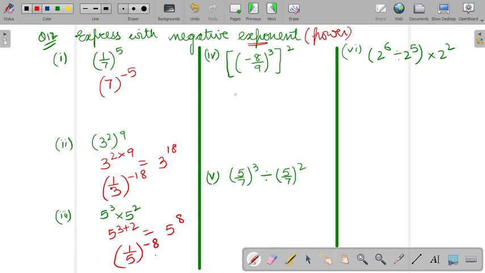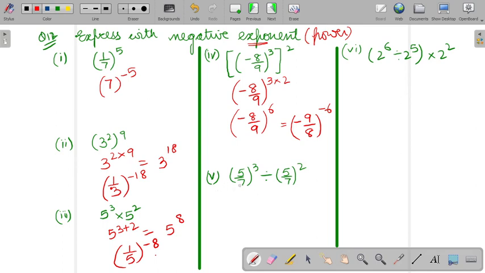In fourth part, it will be minus 8 by 9. So what should be first step? 3 multiply 9. So here minus 8 by 9 power 3 multiply 2. Solve it. Minus 8 by 9 power would be 6. Now to write it in negative exponent, what will you do? You will change the base, or we can say reciprocal the base to write it in negative exponent.